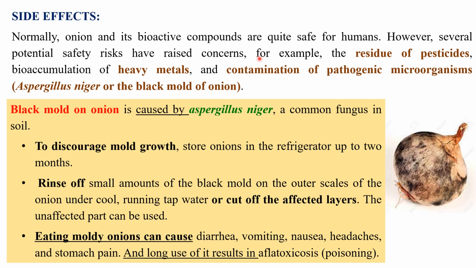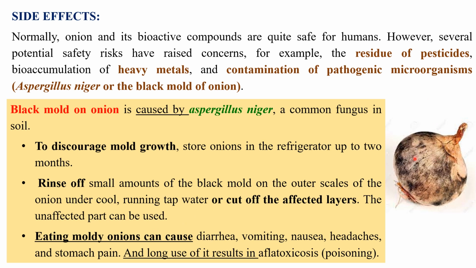The most common infection occurring on the onion bulb is the black mold infection, known as black mold of onion, or infection by Aspergillus niger. The black mold is on onion. This is a very common food to all of us, as we know. This is caused by a fungus called Aspergillus niger, a common fungus in the soil. To discourage the mold growth, store onion in the refrigerator up to 2 months.